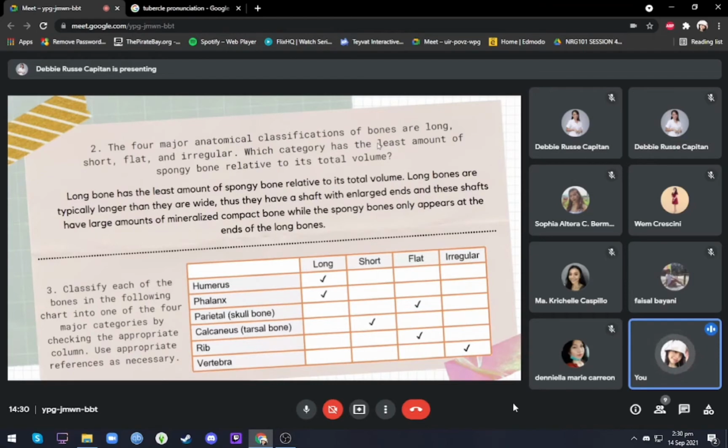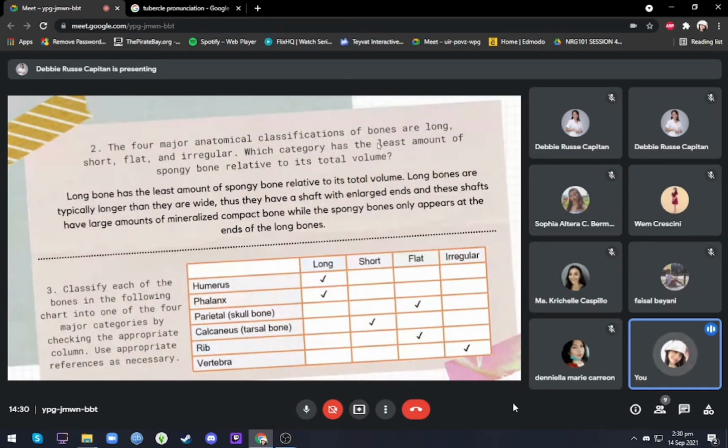The four major anatomical classifications of bones are long, short, flat, and irregular. Which category has the least amount of spongy bone relative to its total volume? Our answer is the long bone has the least amount of spongy bone relative to its total volume.